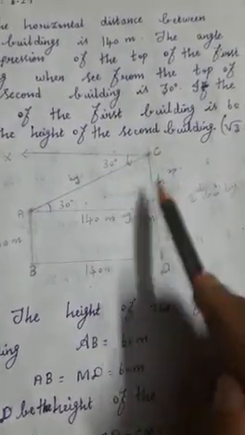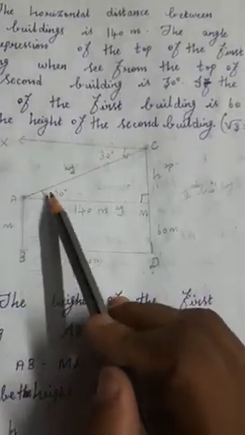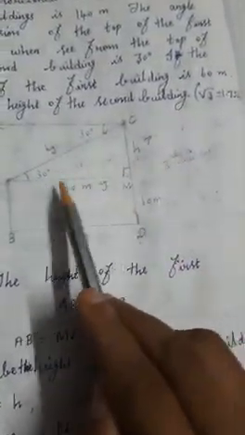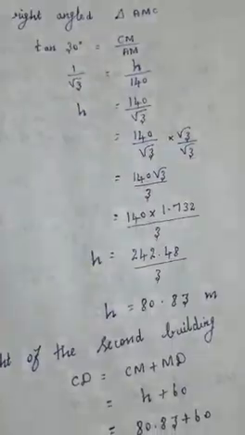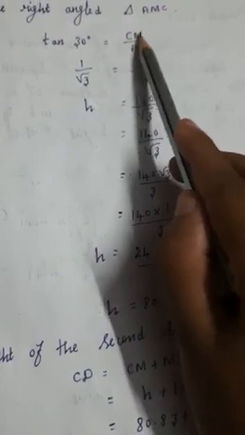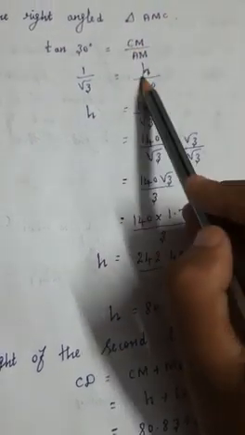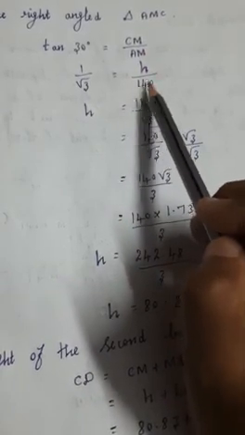So opposite and adjacent mean we can use the tan ratio. Tan of the angle, 30 degrees, is equal to opposite divided by adjacent. Opposite means CM divided by AM. Tan 30 degrees value from the tabular column is 1 by root 3, equal to CM, that height we have taken, divided by AM. AM means the distance, which is 140.